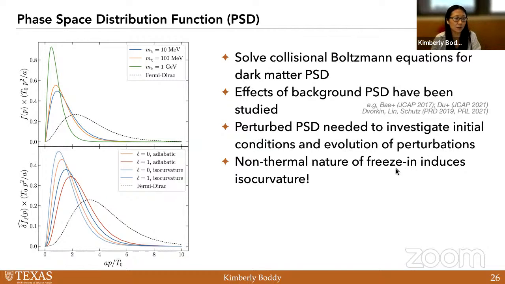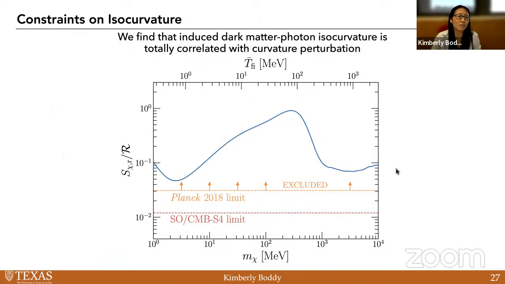And so there are current constraints that we have on isocurvature. We find that this induced isocurvature between dark matter and photons is totally correlated with the curvature perturbation, which is what we get from single field inflation, the normal everyday cosmology that people think about. Isocurvature is constrained to be fairly low.